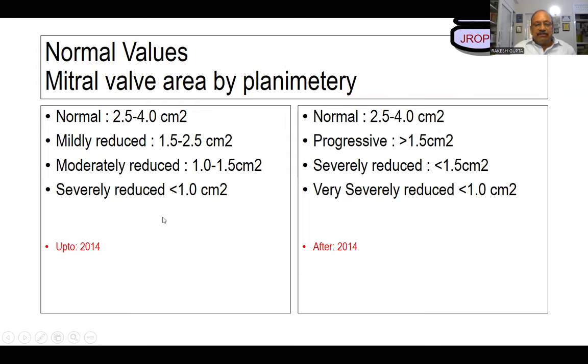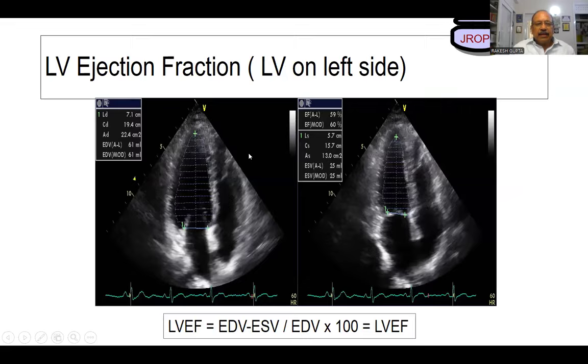Before 2015, it was very simple. 1.5 to 2.5 is mildly reduced, moderately is 1 to 1.5, severely reduced is 1 centimeter square. You have to remember this. Don't remember the other. Next comes ejection fraction.